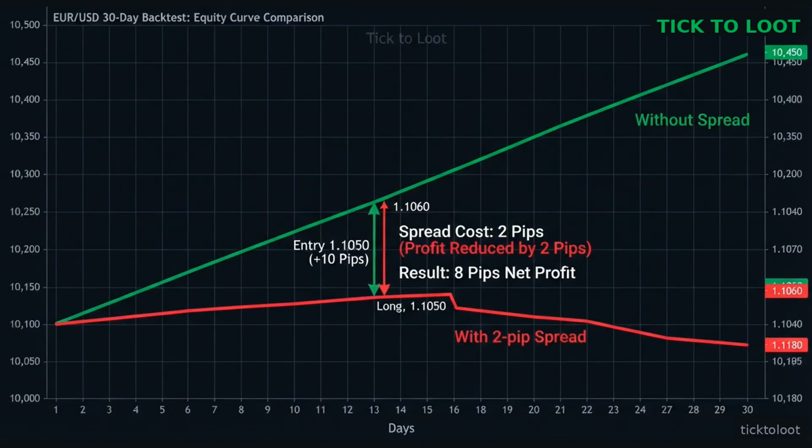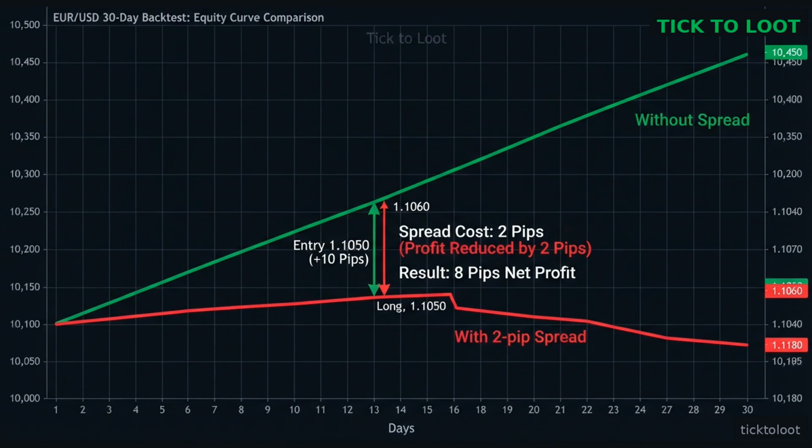Finally, let's walk through a concrete case study that shows exactly how ignoring spread can turn a promising trade into a missed opportunity. Imagine you wrote a simple algorithm that goes long on euro to US dollar whenever the 10-period moving average crosses above the 30-period moving average. You backtested this logic on the past month of data, and because the chart you used displayed only mid-prices, the software reported an average profit of 10 pips per trade. On day 12 of the test, the algorithm entered a long position at a price of 1.1050 and exited at 1.1060, a tidy 10-pip move.